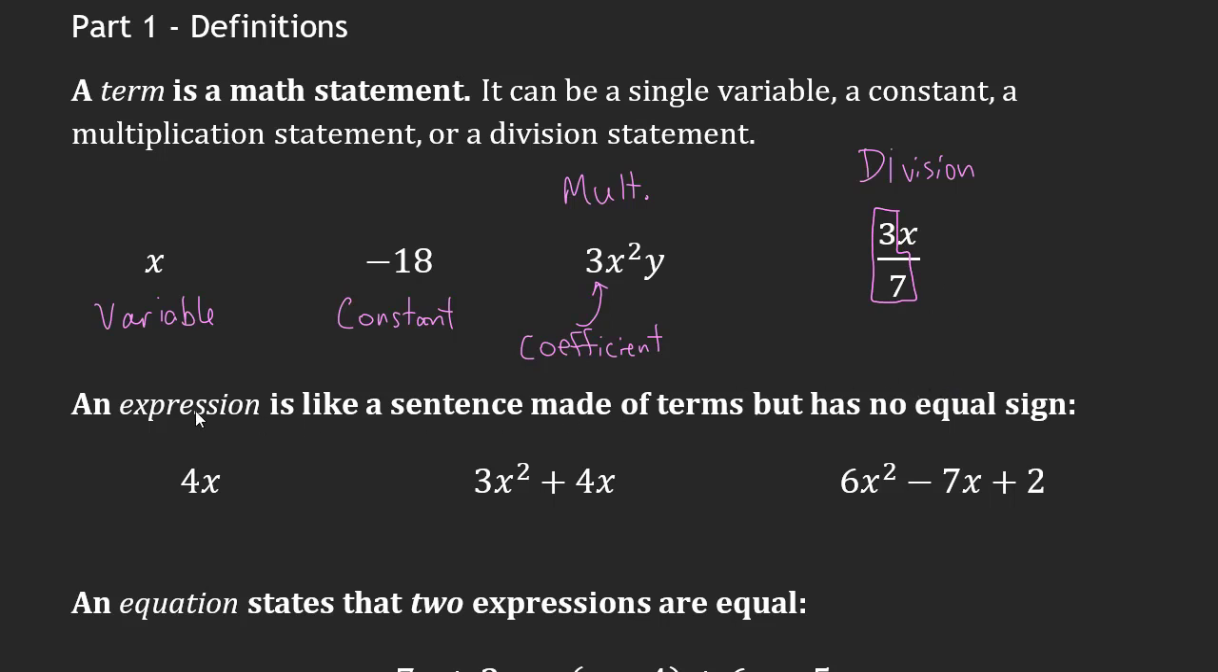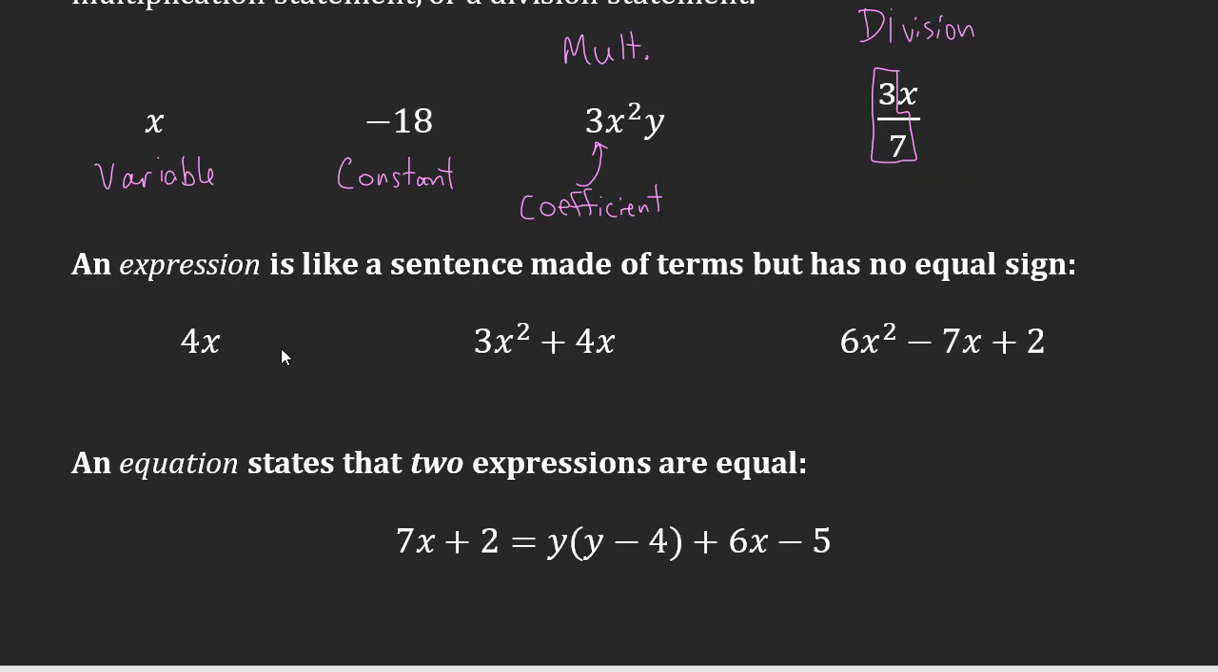Now, an expression is something that is made up of terms. And so we've got these 4 examples of terms up here. Well, here's 3 examples of different expressions. An expression does not have an equal sign. That's very important. We're just expressing some math. So here again, we have a coefficient of 4 with a variable of x, a single term expression.